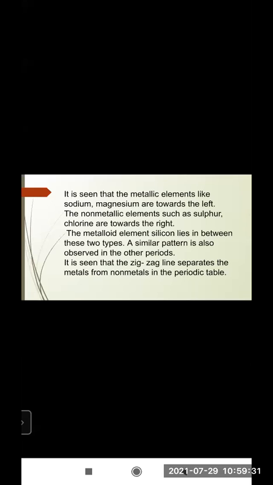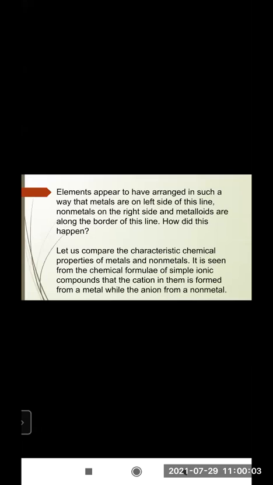Whatever the zigzag line is, yesterday also we have seen, those are the metalloids. On the left hand side, all are metals, and on the right hand side, all are non-metals. So the metalloid element silicon lies in between these two types. A similar pattern is also observed in the other periods. It is seen that the zigzag line separates the metals from non-metals in the periodic table. So the zigzag line in the modern periodic table separates the metals from non-metals. Clear?